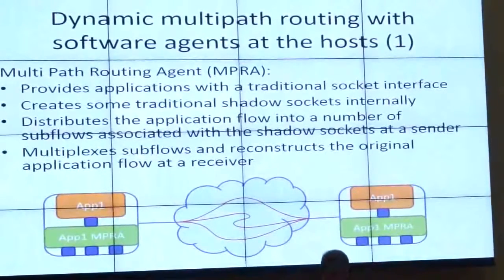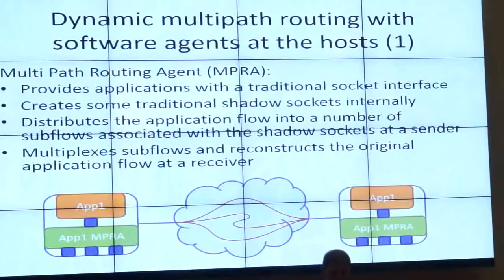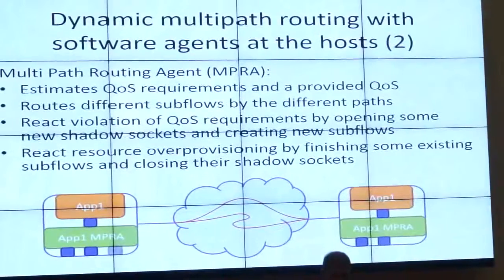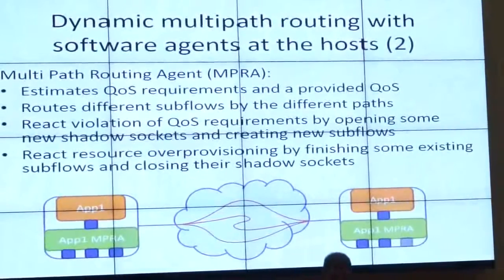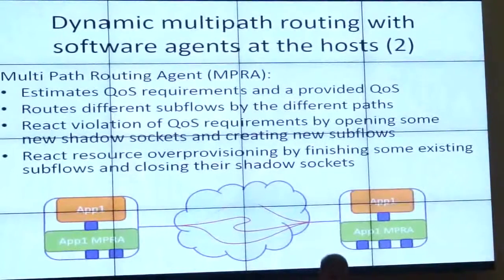Some data of the original application flow goes inside of one network flow, one subflow, and other parts go inside of their own subflows. At the receiver, our agent should multiplex these subflows into the original application flow.